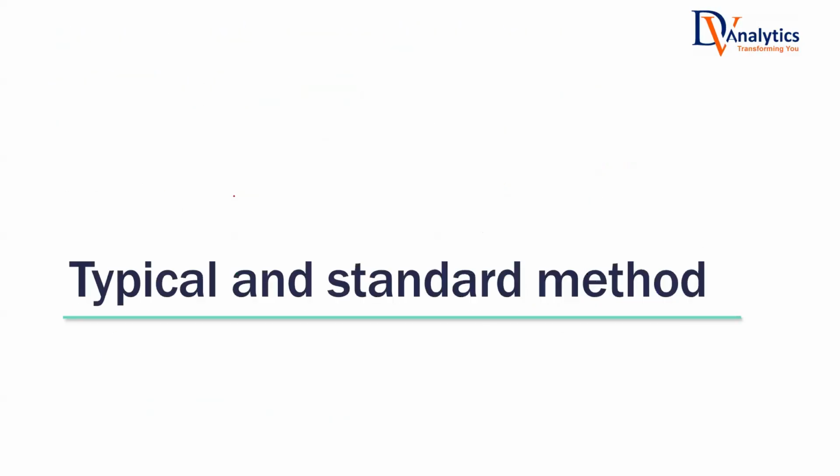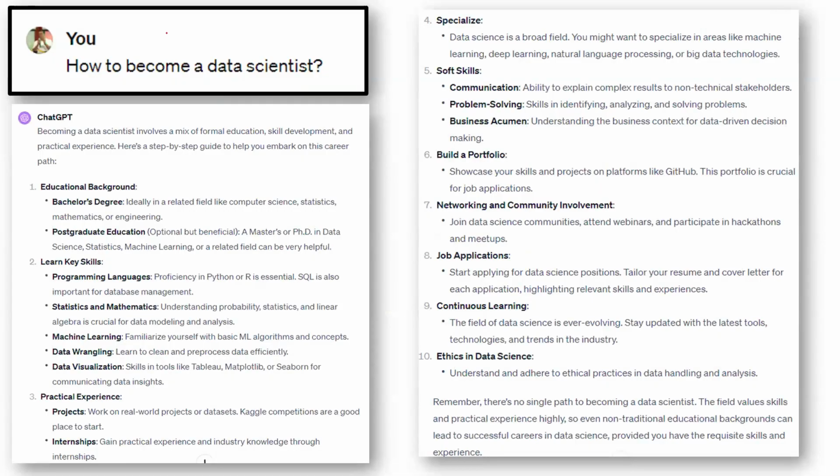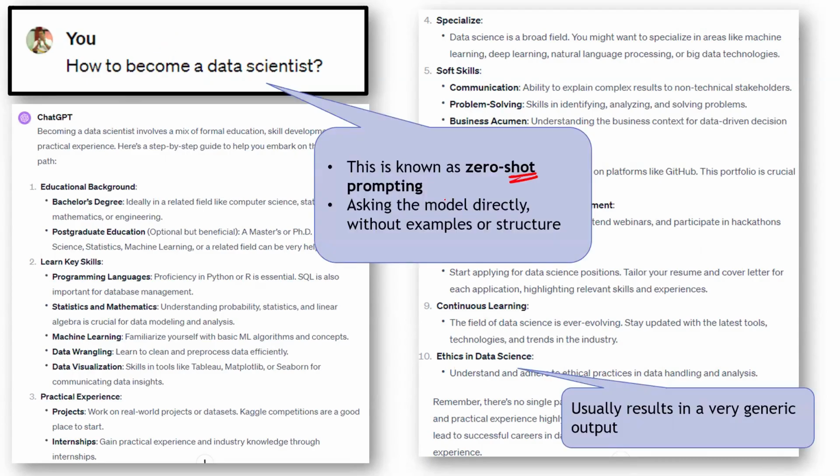What is a typical standard method that people use? Just like the way that I interact in Google, I just go to ChatGPT and ask a vague question directly. This is known as zero shot prompting. A shot means example. Zero shot means zero examples. You did not really give anything to ChatGPT apart from this question. Asking the model directly without any examples or any structure, usually you will get an answer, no doubt about it.